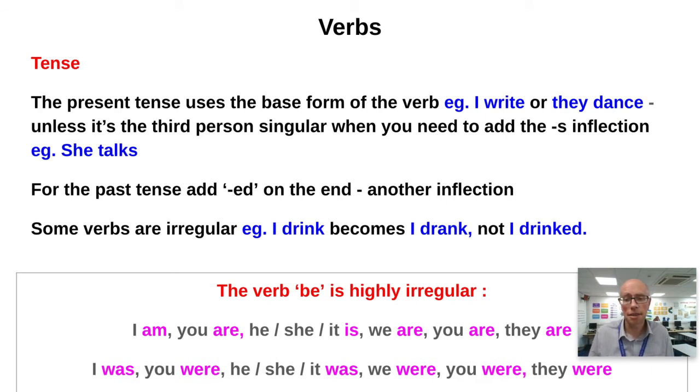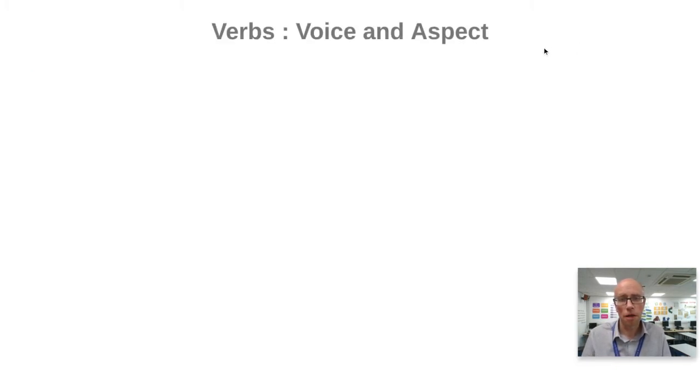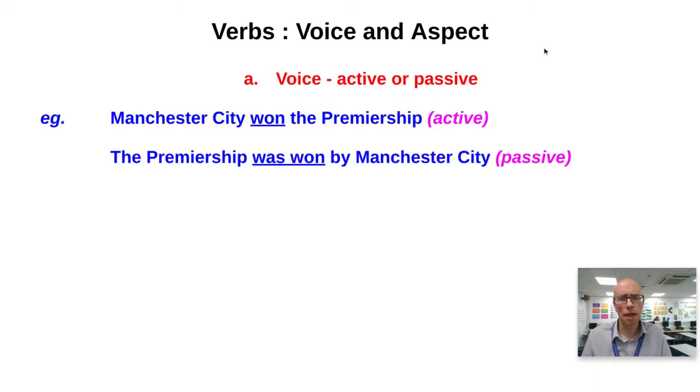And I think it's similar in other languages as well. If you look at French, for example, je suis, tu es, il, elle est, nous sommes, it changes with the different form that it is. Okay, so we've got various irregularities with various verbs. Let's talk about voice and aspect.